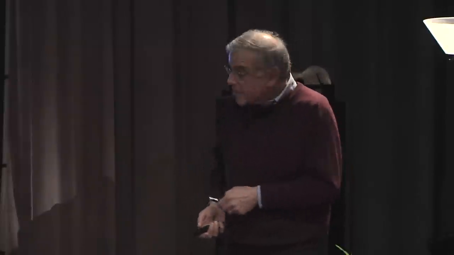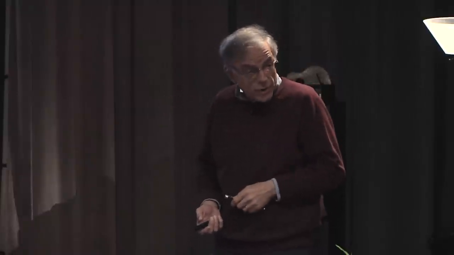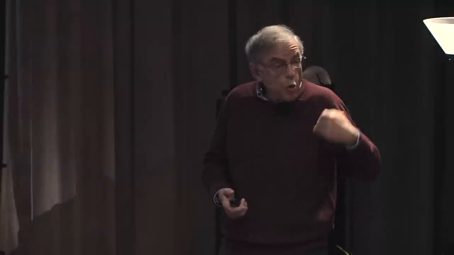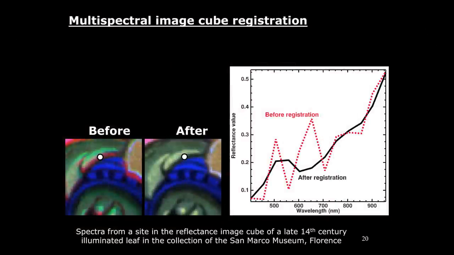Why not? Because those 12 bands that we examined are not registered. Why are they not registered is a good question. We take them all with the same camera, right? But the fact is that the different wavelengths focus themselves differently on our image plane because of chromatic aberration. The name isn't important. But the different wavelengths record themselves slightly differently. That slight difference is enough to create this red curve.